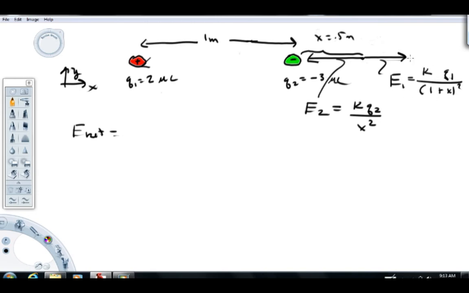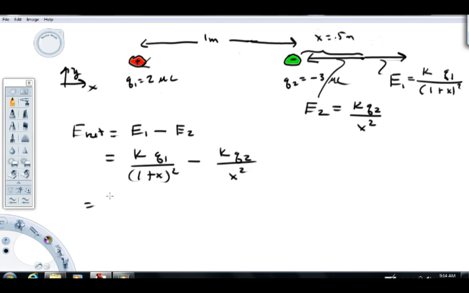Now, the net electric field is the vector sum of the two. E1 is positive and it points to the right, so this is going to equal E1. However, E2 points to the left, so it's going to equal E1 minus E2 vectorially. I'm going to write out these equations: kQ1 over (1 plus x) squared minus E2, which is equal to kQ2 over x squared. We put numerical values in, and again I'm going to put NCU for note consistent units.